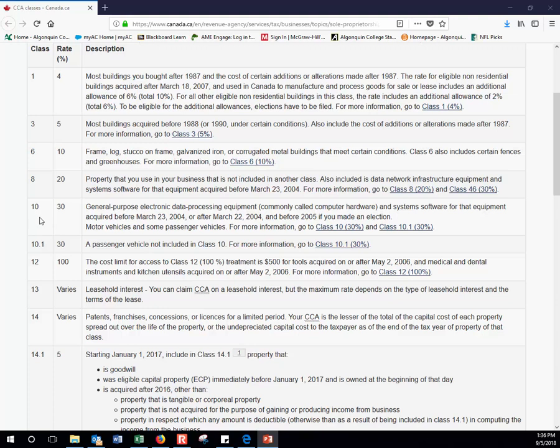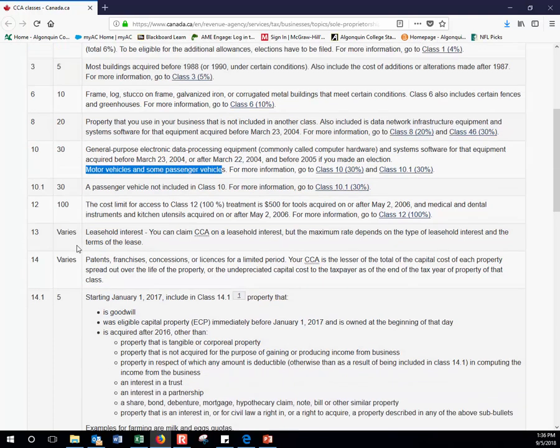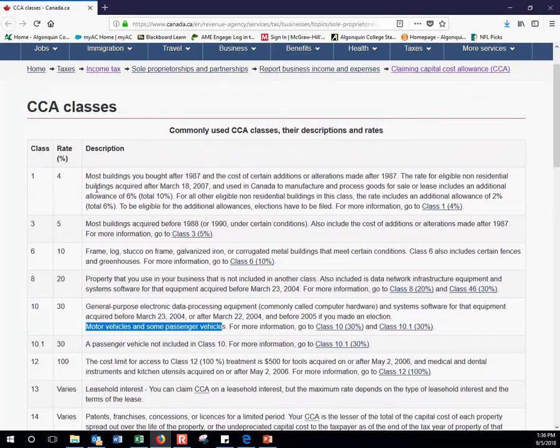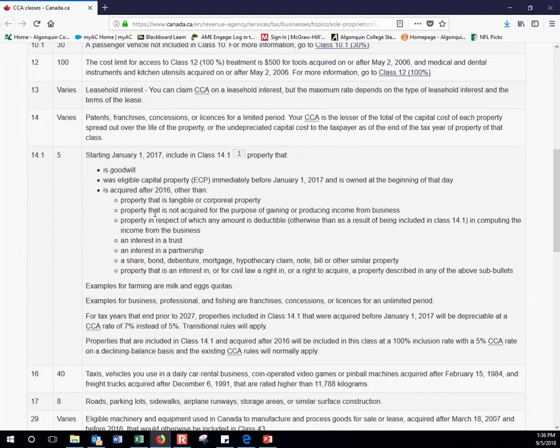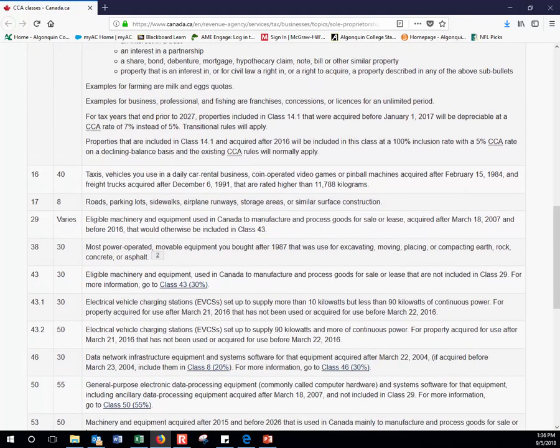So let's go Class 10. Class 10, general purpose electric data processing equipment. Oh, here we go, 10.1. So a passenger vehicle not included in Class 10. Motor vehicles and some passenger vehicles as well is within Class 10 itself, or 10.1. You would have to go to these two different links to find out which class that vehicle would fall under, but if you take a look at the rate percentage, they both fall under 30%. Okay? So they really guide you in how much you are allowed to deduct as an expense on a year-to-year basis. Based on these guidelines, you must follow them as a company.